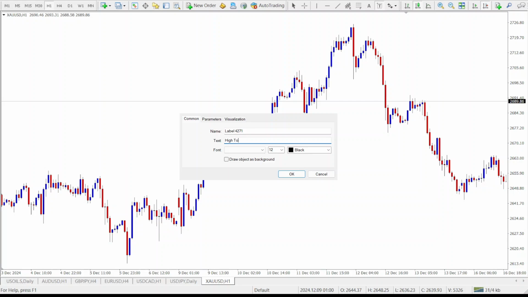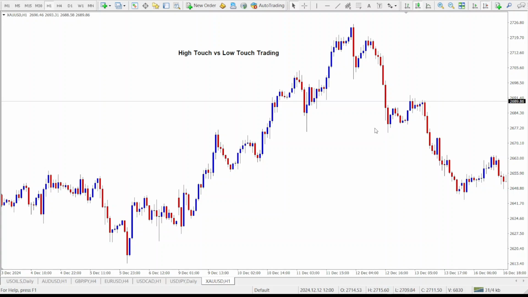So we're talking about high touch versus low touch trading. Now, what do these terms mean, and how do they affect your trading strategy? And most importantly, which one is right for you? These are some questions that you might need answers to, and that is what we intend to address in this video. Let us start by breaking down what high touch and low touch trading are.